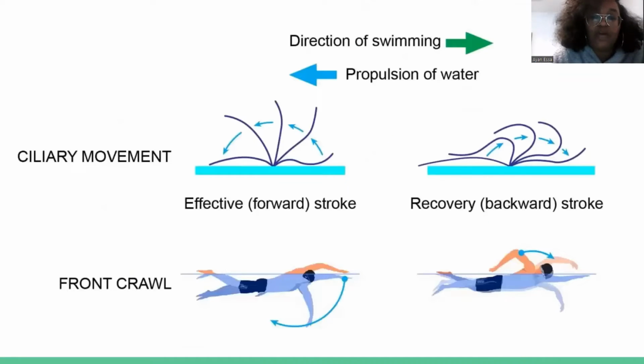Ciliary movement is typically determined by water and attracting water. You have an effective forward stroke and a recovery stroke, which is very similar to how we swim. But paramecium can have thousands of cilia at a time, so it's not as simple as just us moving back and forth.